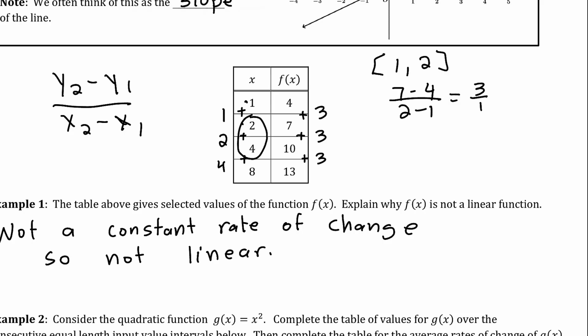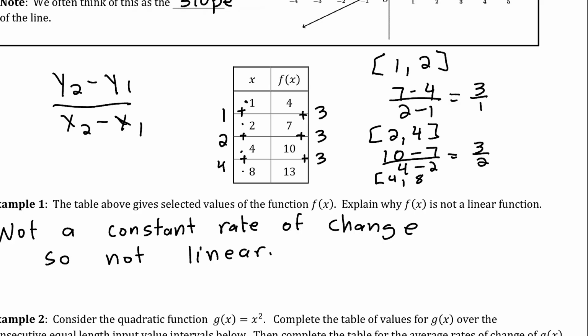If I'm going between 2 and 4, again I'm subtracting the y's, subtracting the x's. I get 3 over 2. And then between 4 and 8, I'm going to do 13 minus 10 over 8 minus 4. That gives me 3 over 4. You should see these are all my average rates of change, my slopes. They're all different, so they are not constant.